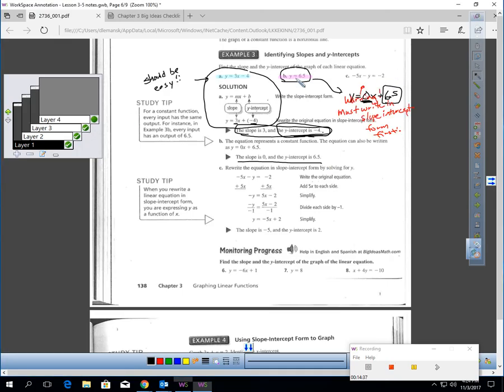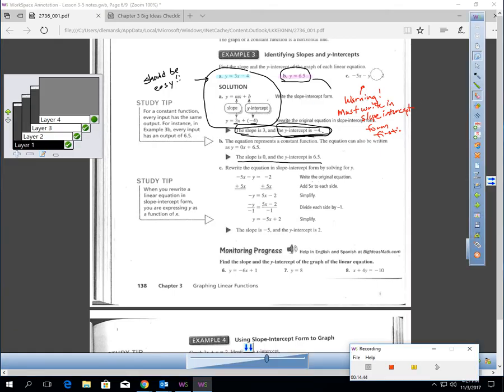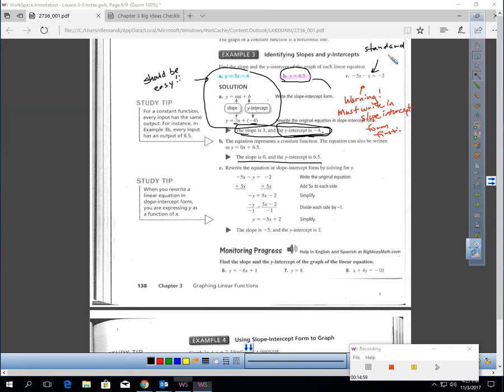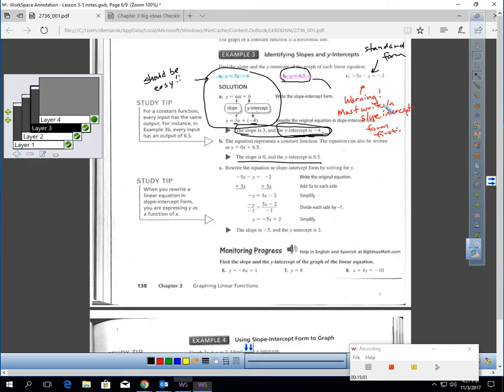C would be the one I'm most worried about. Let me get this writing out of here. I just wrote here a quick reminder, a warning, on a problem like this. First of all, what form is that? I hope you're sitting there listening and saying, wait a minute, that's standard form. Standard form doesn't tell you slope and it doesn't tell you the y-intercept. You have to rewrite this in slope-intercept form first.